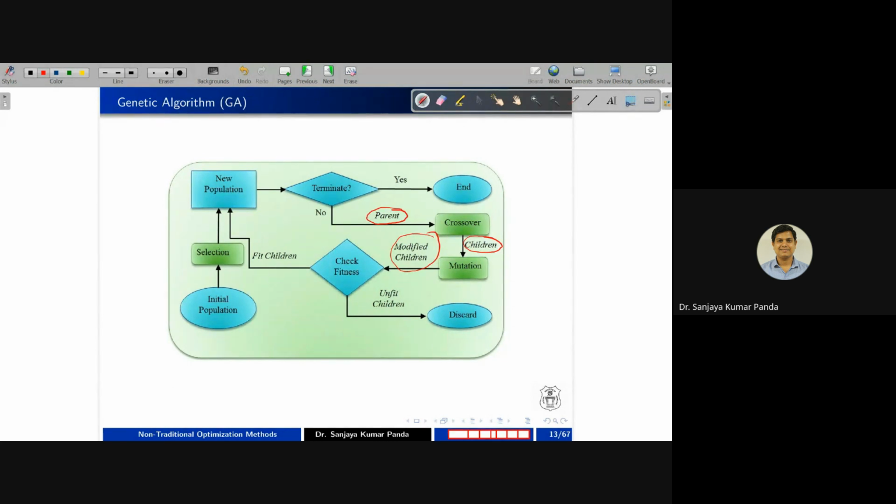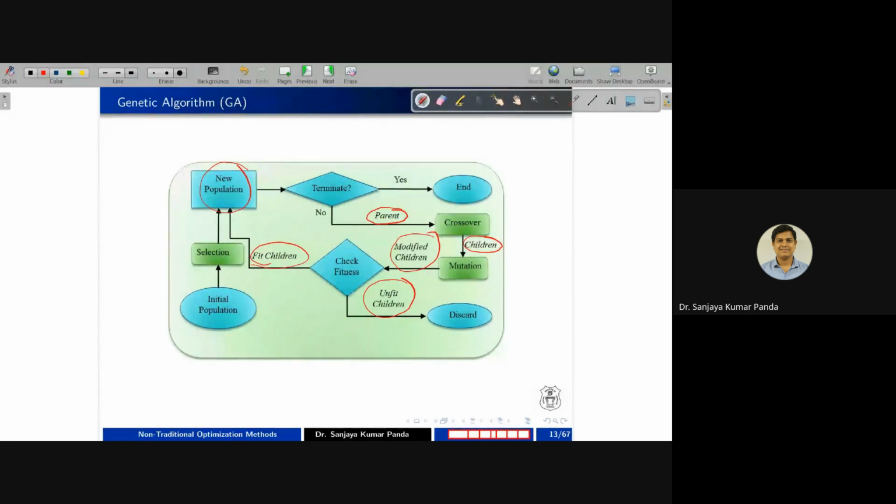Right? And once you generate these modified children, we'll check the fitness. If the fitness is satisfied, then we declare that child as a fit child and add it into our new population by replacing the old population. But if it is found that the modified children do not have good fitness, we will take them as unfit children, discard them, and continue with the next iteration.